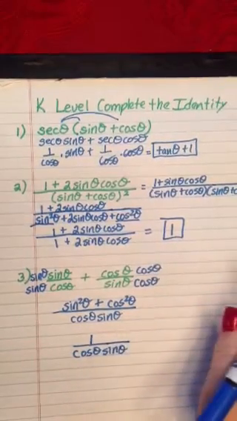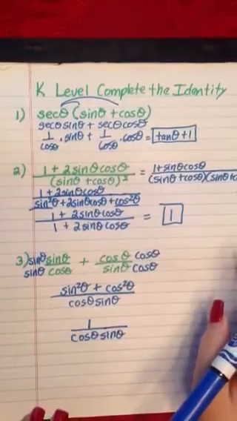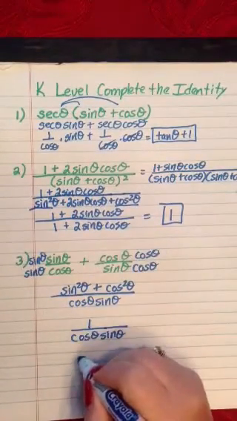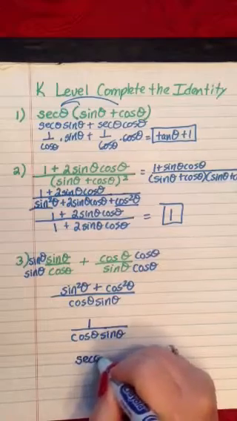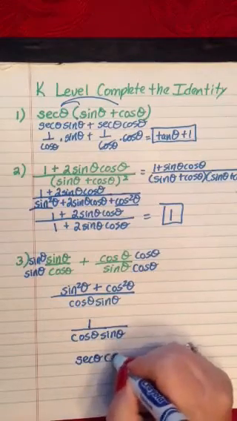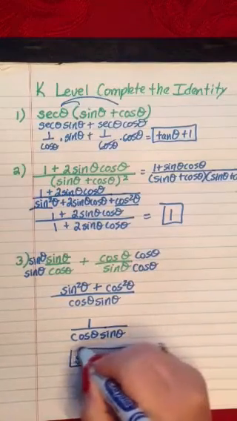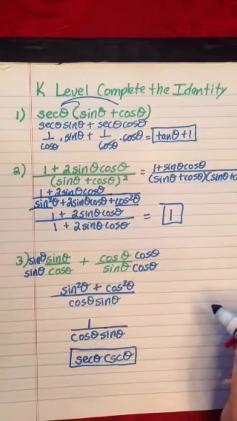They're going to want you to not leave it as a fraction if you can possibly simplify it further. So 1 over cosine of theta is secant of theta, and 1 over sine of theta is cosecant of theta, and that will be your final answer: secant of theta times cosecant of theta.